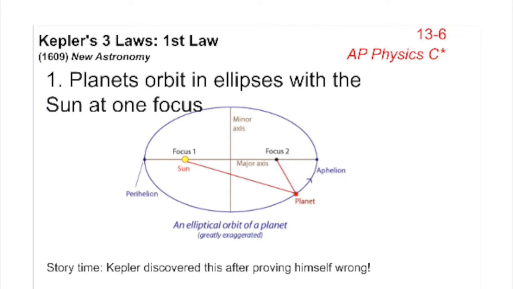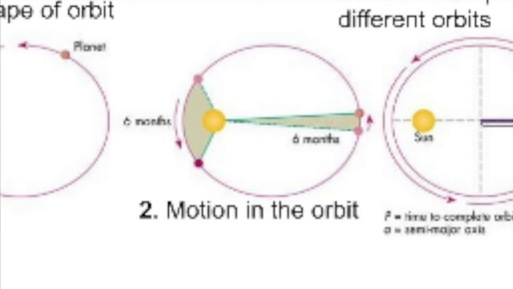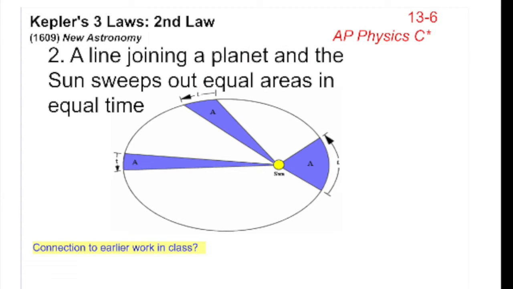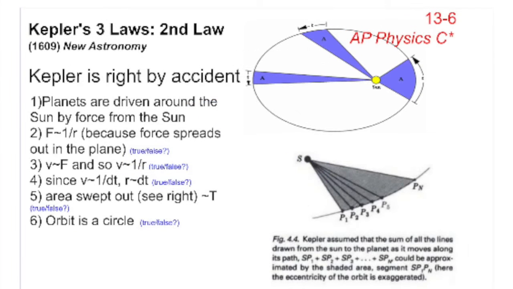The second of Kepler's laws was, well, how does a planet move within this orbit? And this is the equal areas and equal times law. A line joining the planet and the sun sweeps out equal areas in equal times. But the amusing thing is that Kepler got to this law, which is exactly a true law, but he got to it by accident, involving a series of assumptions that were either only approximately true or flat out wrong.